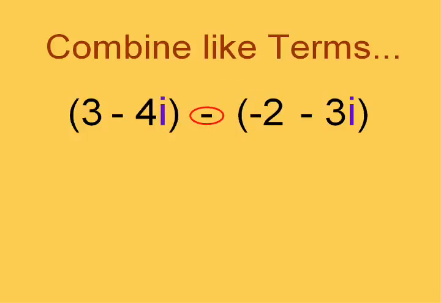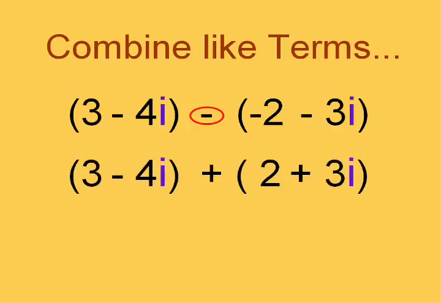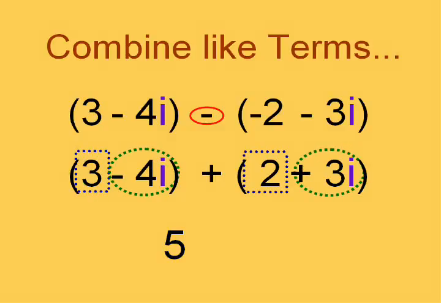Remember, when we try to subtract things, we end up changing the sign of the whole second expression. So I changed that to addition and changed the signs of everybody in the second group, and now it just becomes adding like terms again. 3 and 2 become 5, and minus 4i and positive 3i become a negative 1i, and of course we only write the negative i.